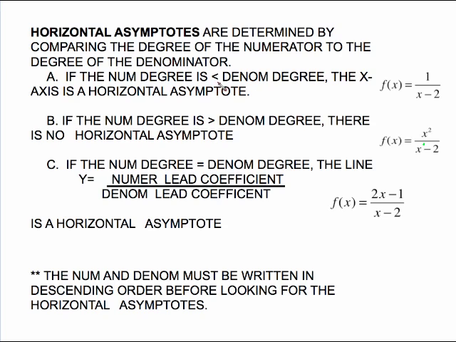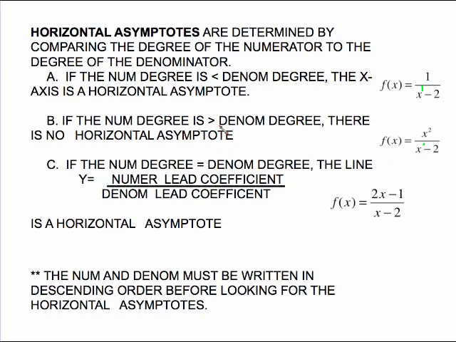If the numerator degree is less than the denominator degree, then the x-axis is the horizontal asymptote. This is an example where the numerator degree, which is 0 since there is no x, is smaller than the denominator degree. That's x to the first. Therefore, the numerator degree is smaller than the denominator degree, and we would have the x-axis as our horizontal asymptote.